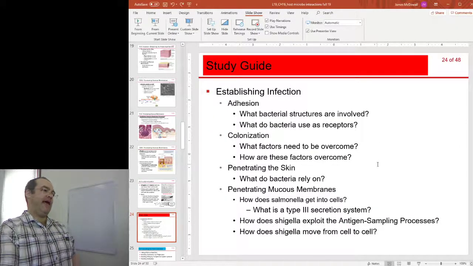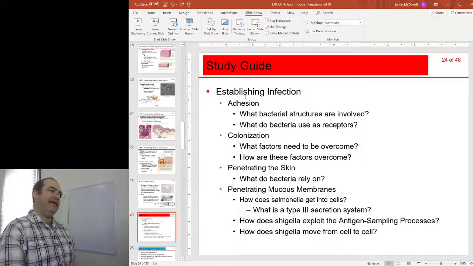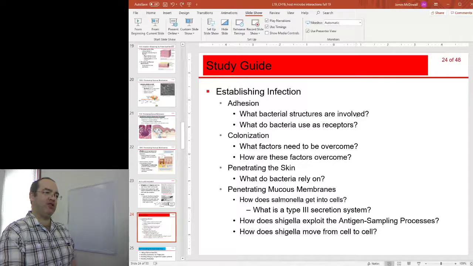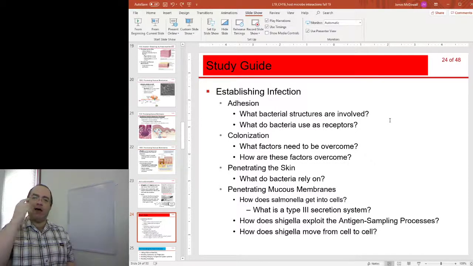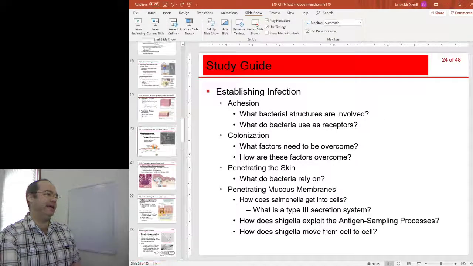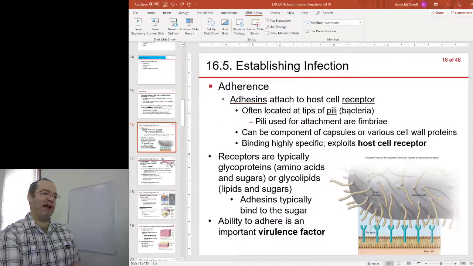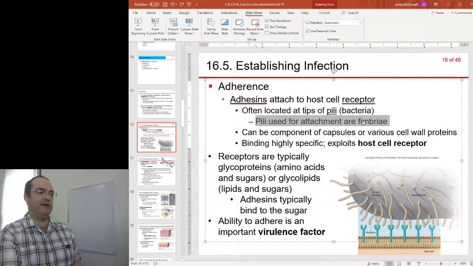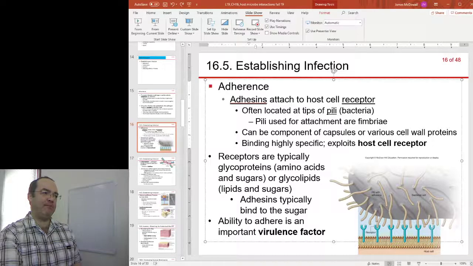Okay, so end to this section here. Establishing infection, adhesion. What bacterial structures are involved? So adhesins are the name of the molecule that stick to our receptors. Those adhesins are very often on the ends of pili. And I didn't mention this before, but the pili, different pili can also have different uses. The particular pili that are important in attachment are often called fimbriae.